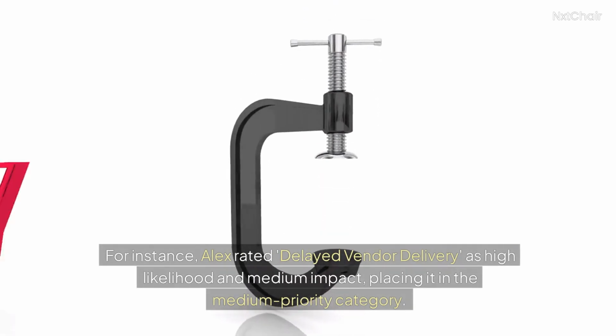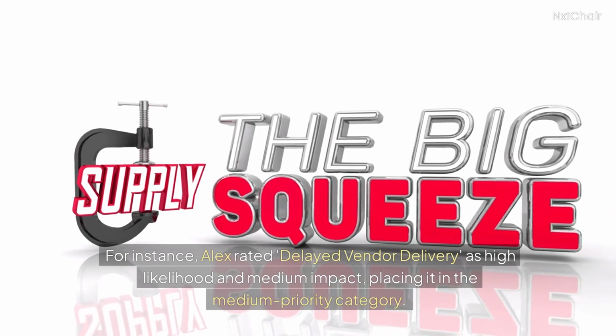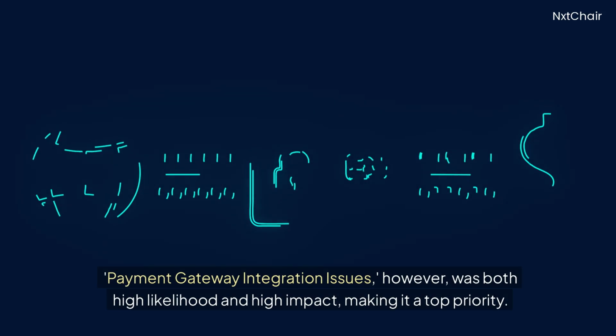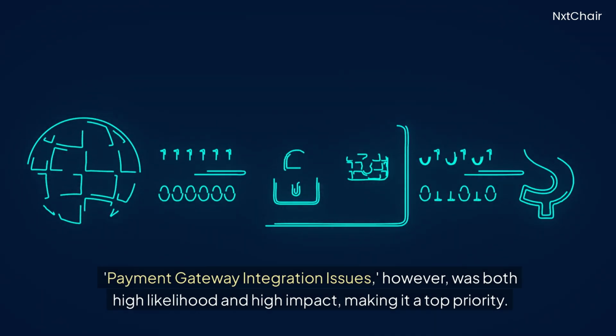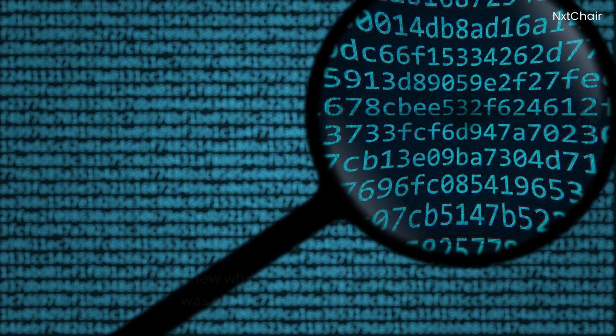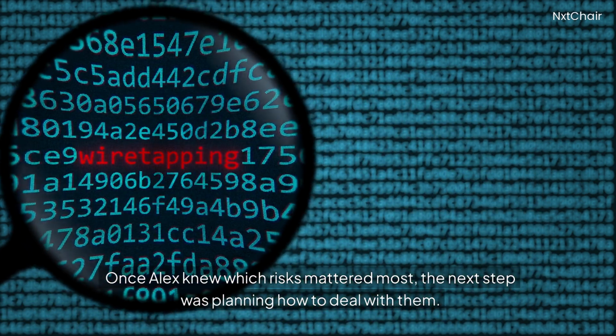For instance, Alex rated delayed vendor delivery as high likelihood and medium impact, placing it in the medium priority category. Payment gateway integration issues, however, was both high likelihood and high impact, making it a top priority. Once Alex knew which risks mattered most, the next step was planning how to deal with them.